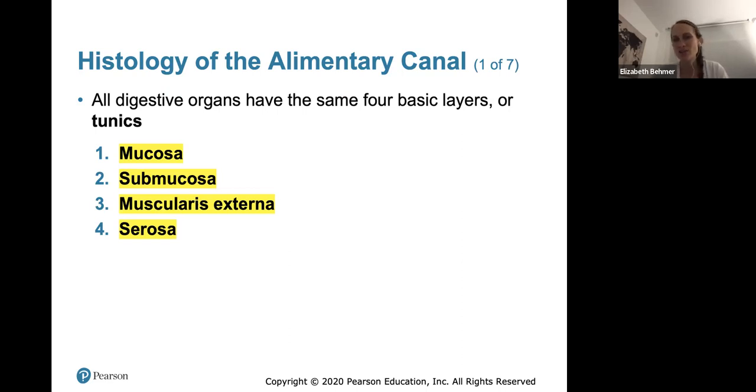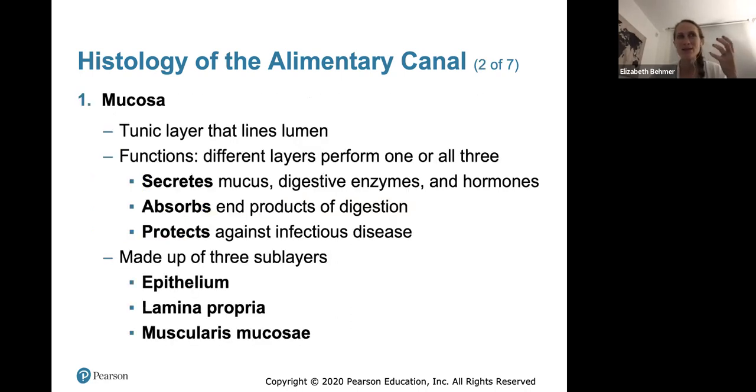So all your digestive organs in the alimentary canal have the same 4 layers to them. And they're shown here: the mucosa, submucosa, muscularis externa, and then the serosa. And you should know those 4 layers. You should know their order, the one closest to the lumen and the one furthest away, and basically what the main purpose is of each.